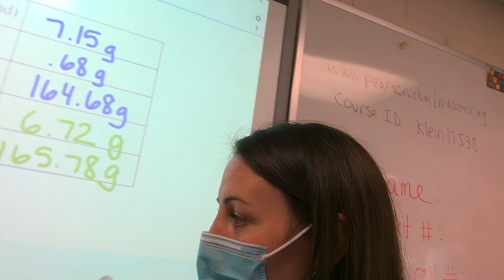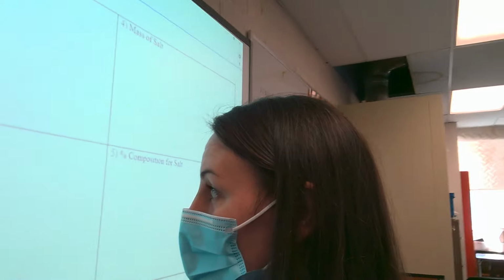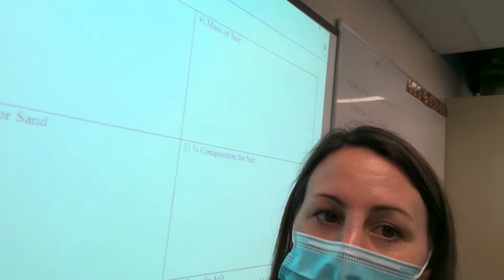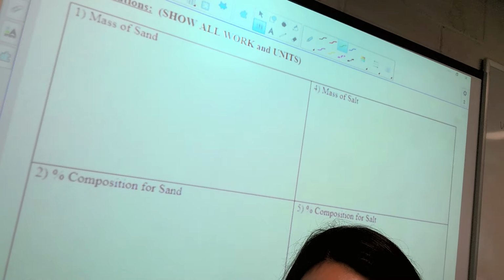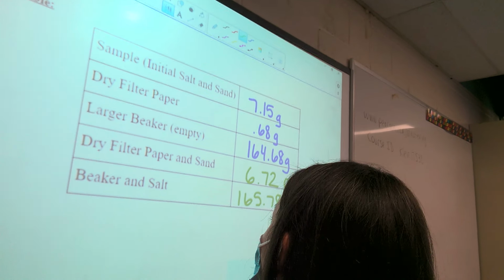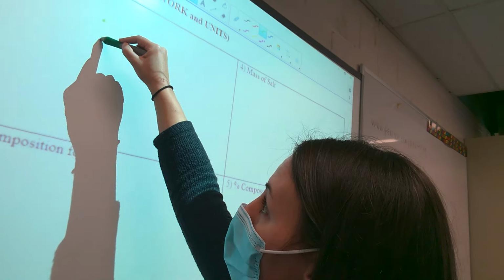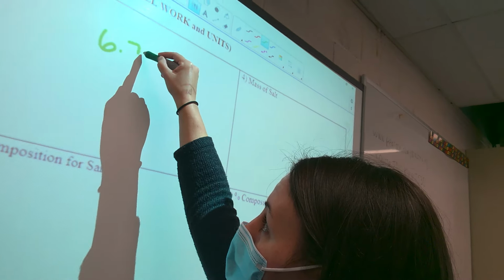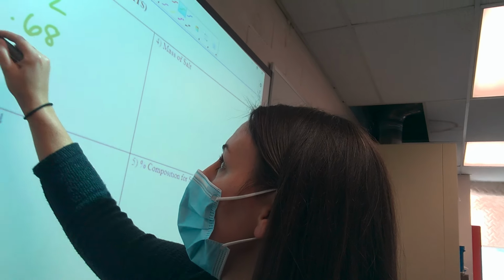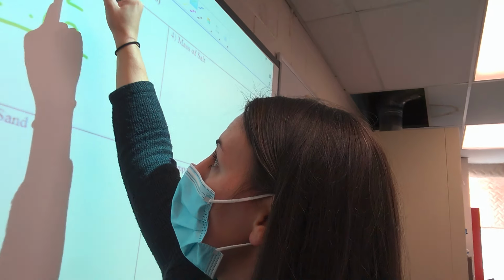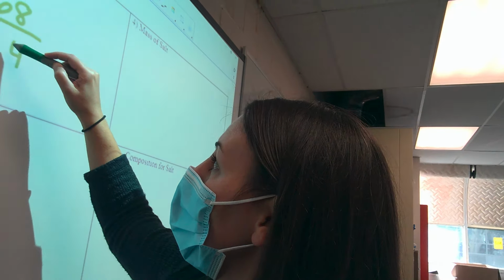Okay, so as far as my calculations go, for my sand, I want to take 6.72. And guys, for your calculations, you need to show all of your work and your answer should have units, okay? And I want to minus the dry filter paper, which was 0.68. So when I do that, I get grams. Okay, so that's how much sand was in my mixture.